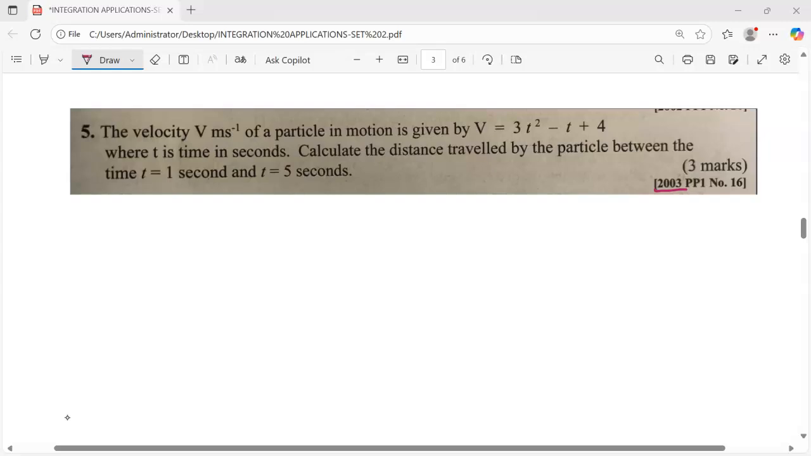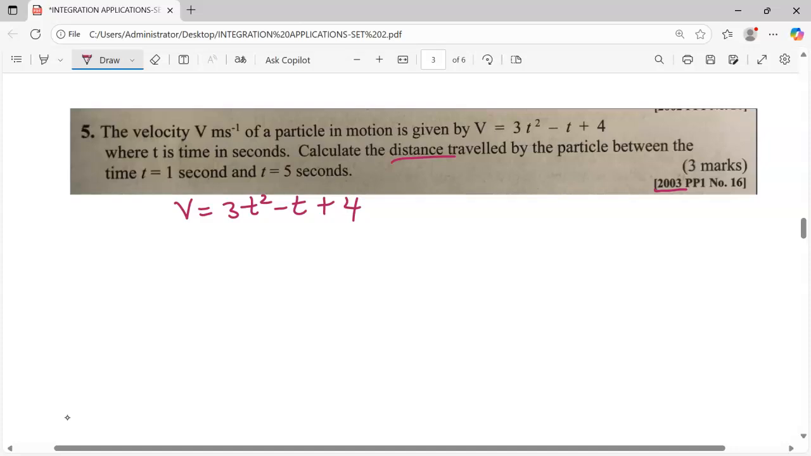KCSE 2003 paper 1 question number 16, a question on integration. The question reads: the velocity v meters per second of a particle in motion is given by v equals 3t squared minus t plus 4, where t is time in seconds. Calculate the distance traveled by the particle between t equals 1 second and t equals 5 seconds.